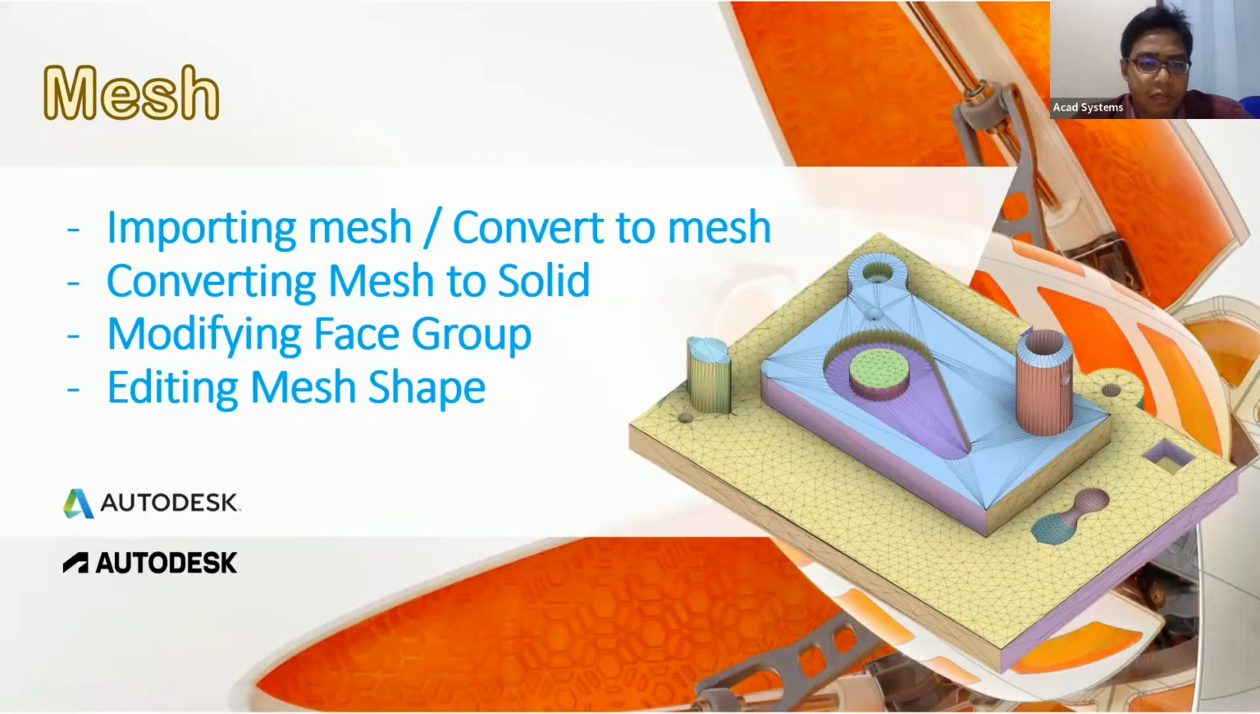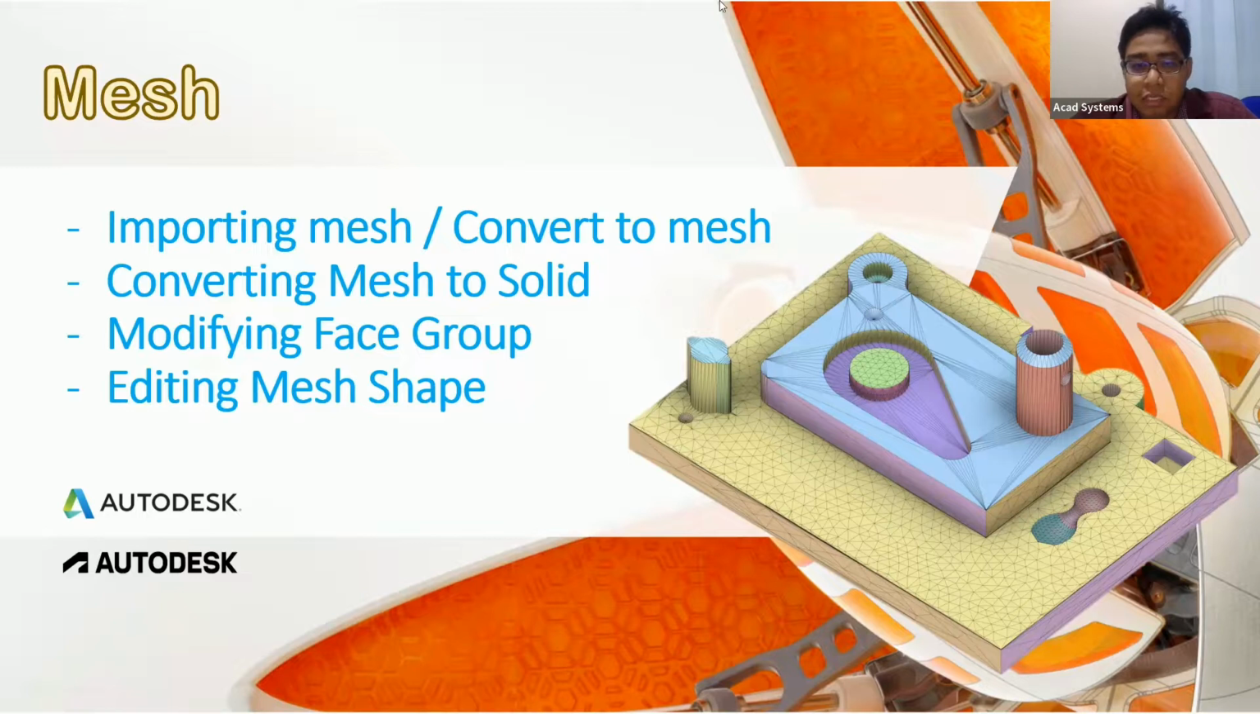Now, once we have inserted our mesh inside of Fusion 360, so let's say we are already done with the mesh and we want to use that mesh in our solid modeling tool. So we're going to convert the mesh to solid so we can use some other solid tools to cut and some other things that we can do for that. The third one, we're going to modify face group.